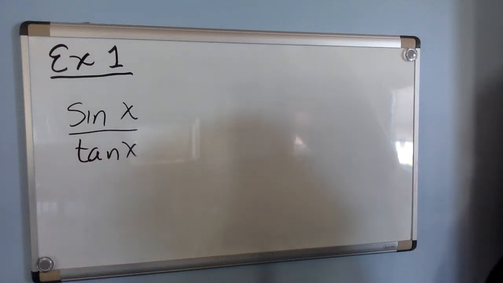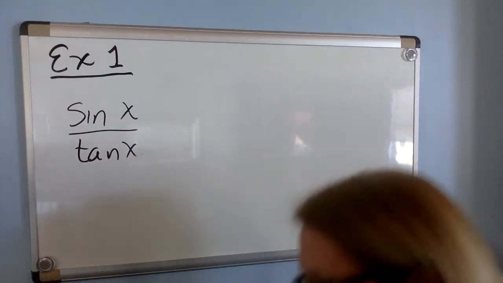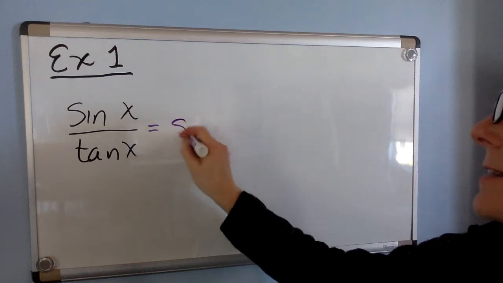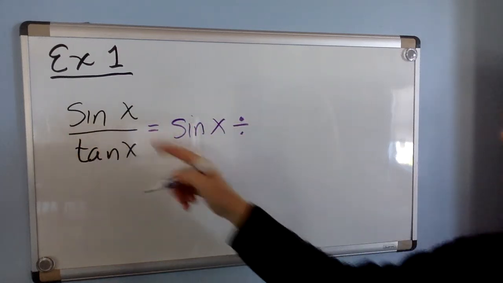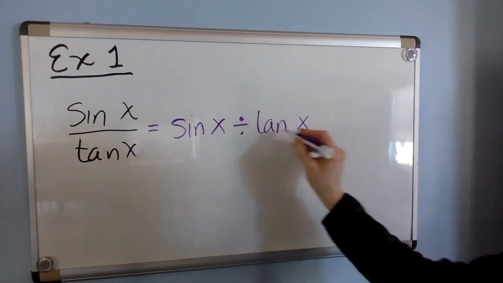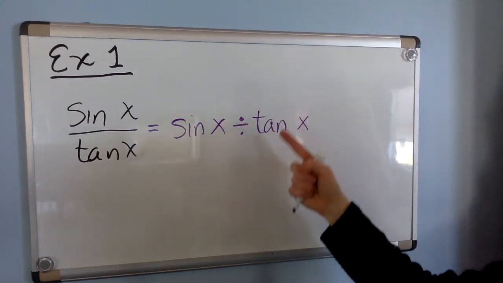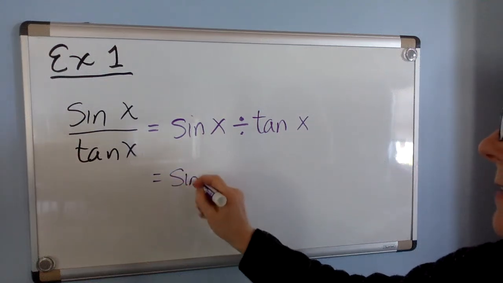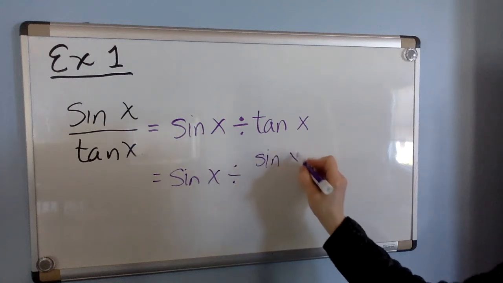Okay, so for example 1, we're going to simplify the sine of x divided by the tangent of x. And to do that, I'm going to rewrite this as a division problem side by side instead of a division problem as a ratio. Sine of x divided by the tangent of x. And the tangent of x is simply sine of x divided by cosine of x. So let's rewrite this as the sine of x divided by the sine divided by the cosine.